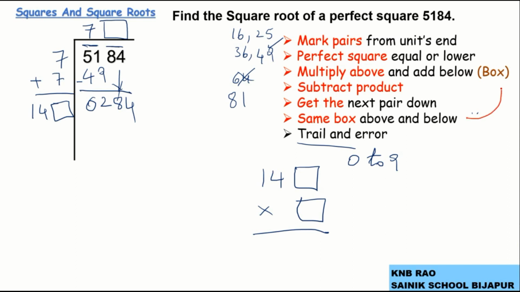Here from this step we will have a repetition, so we will go back and do the same process. Which digit to be chosen? It is not 1 or 0. If I choose 0, it becomes 140 into 0 being 0. If I choose 1, 141 into 1 becomes 141. They are not close to 284.